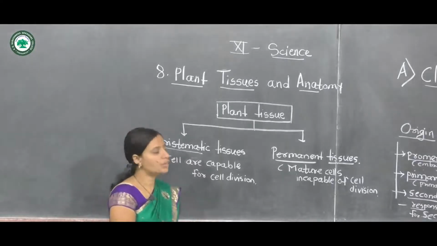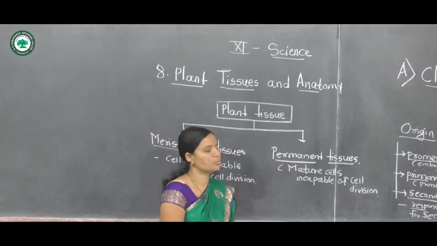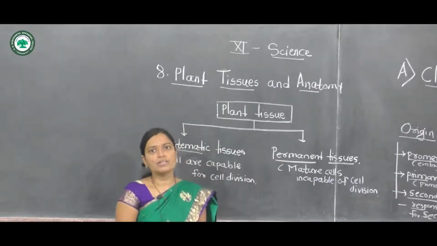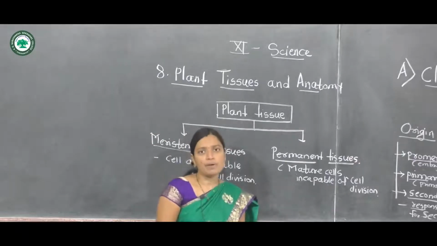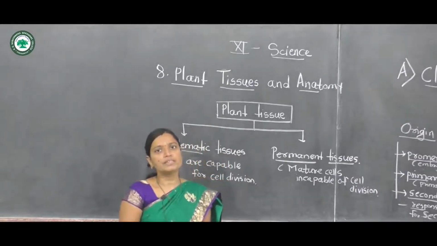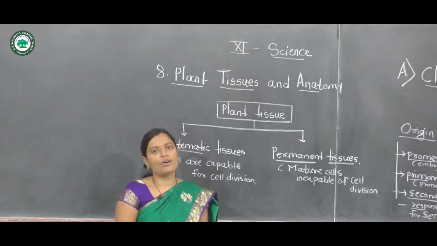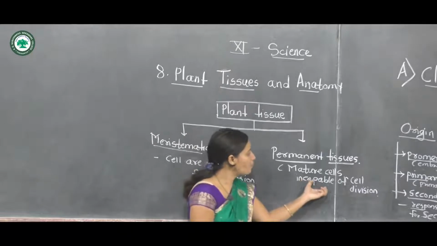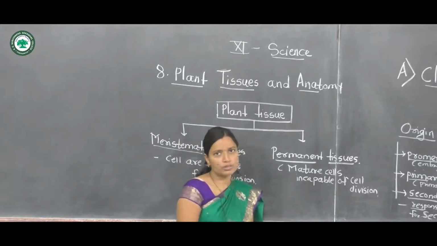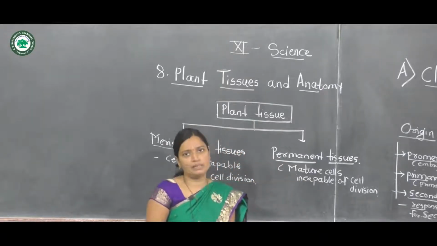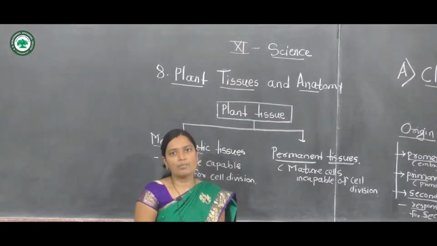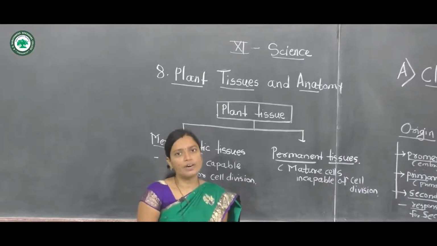The next type of tissue is the permanent tissue. Permanent tissue consists of mature cells, and these mature cells are incapable of cell division. They do not divide. This is important for permanent tissue: the mature cells are found in the plant body, but they do not divide.